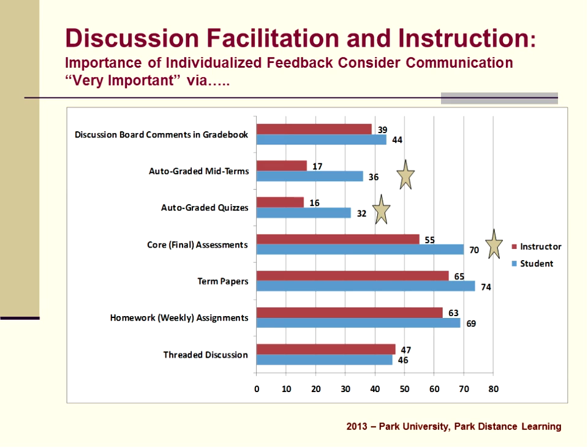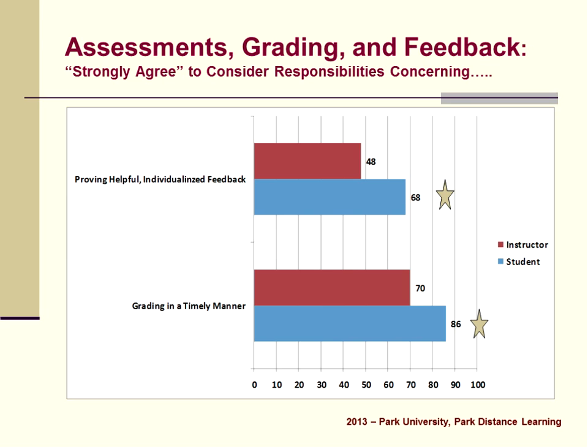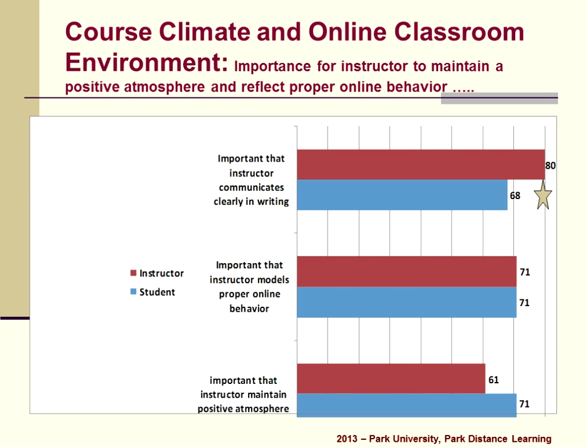The students felt it was very important, placing high importance on getting comments on their final papers, their term papers, and their core assessments. And assessment, grading, and feedback. Getting this helpful individualized feedback: 7 of 10 students felt that was very important versus only 5 of 10 faculty. This is a statistically significant difference. And getting graded in a timely manner. Again, almost 9 in 10 students felt this was important compared to only 7 of 10 faculty members. Finally, the course climate.